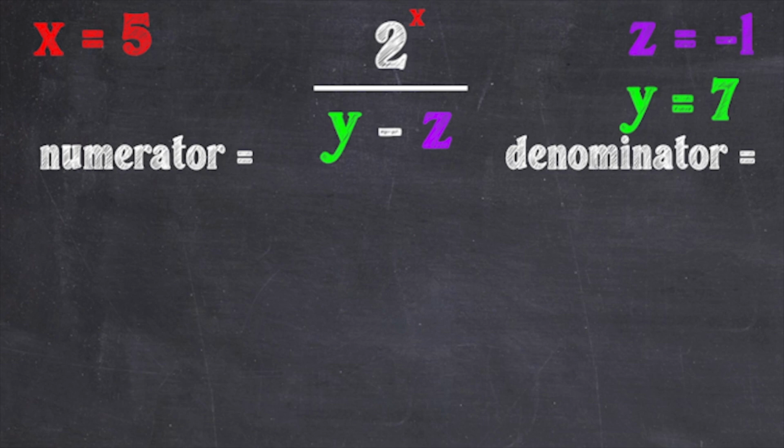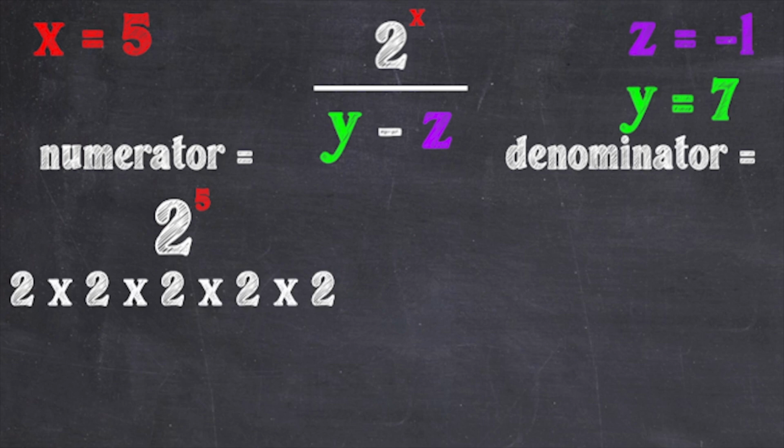In the numerator, you have a term with an exponent. However, it is the variable x, which is the exponent here. Plugging in 5 for x gives us 2 to the power of 5, which basically means 2 times 2 times 2 times 2 times 2. In other words, 2 is multiplied by itself 5 times. Let's evaluate this in a few steps.